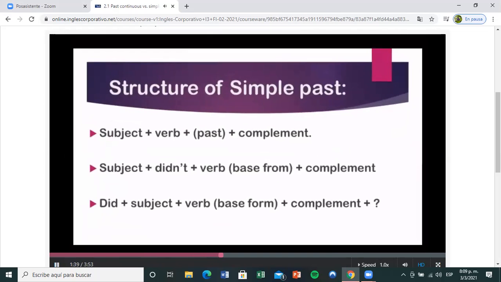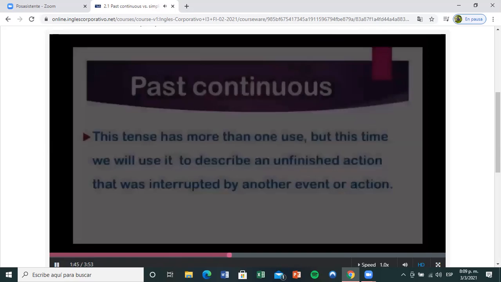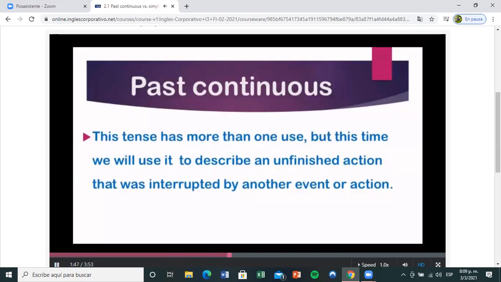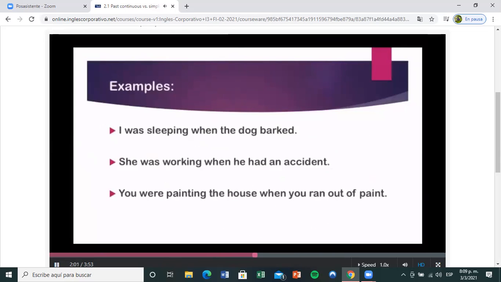I will leave you with the structure of affirmative, negative, and questions just for you to have it in mind and practice it. Now let's talk about past continuous. This tense has more than one use, but this time we will use it to describe an unfinished action that was interrupted by another event or action. Take a look at the following examples.